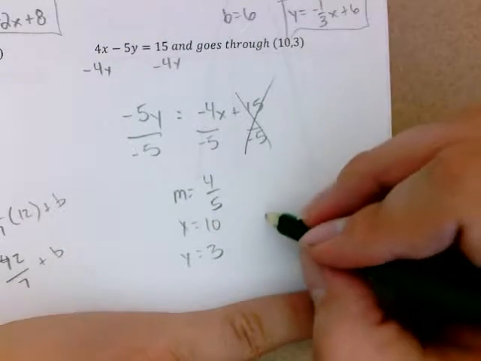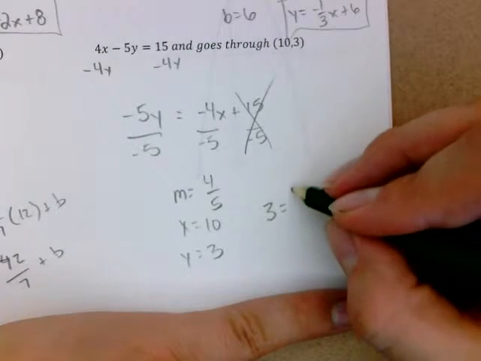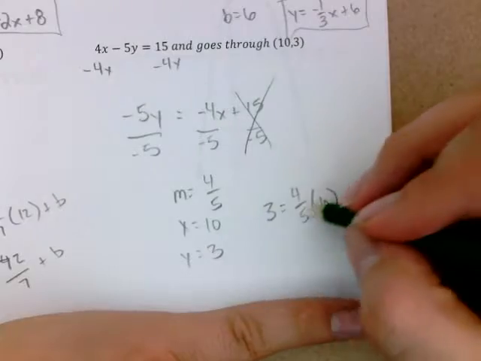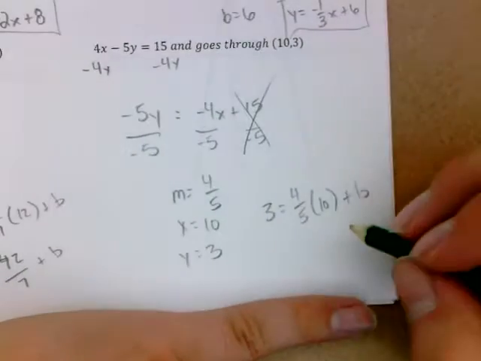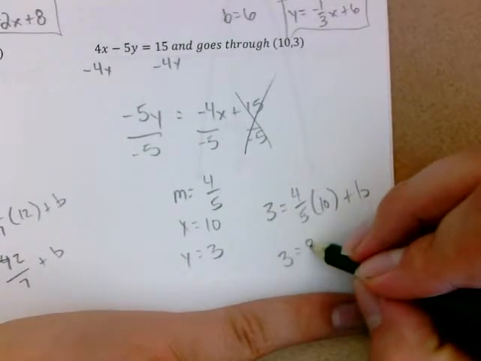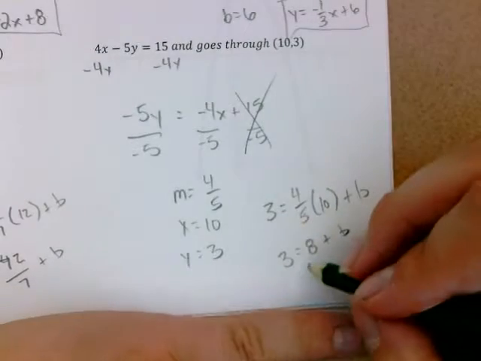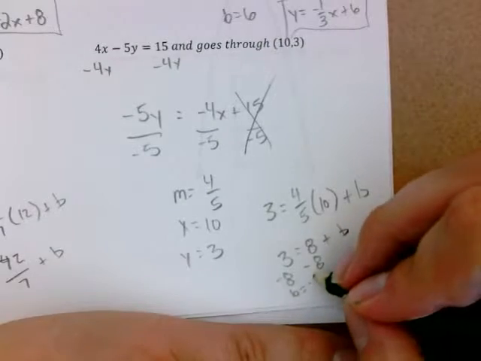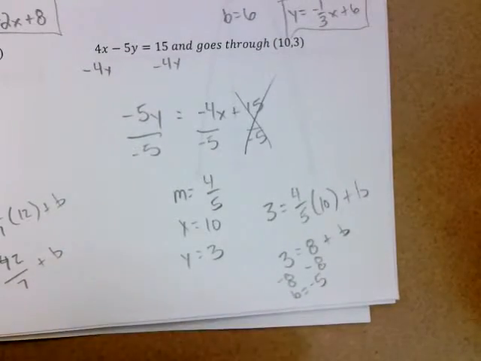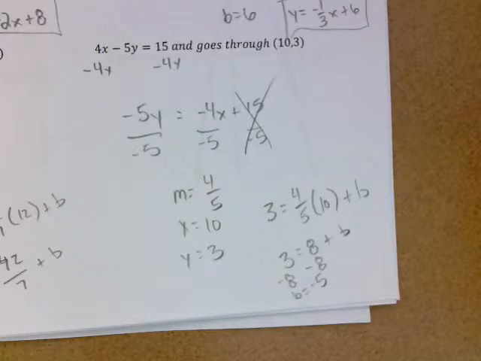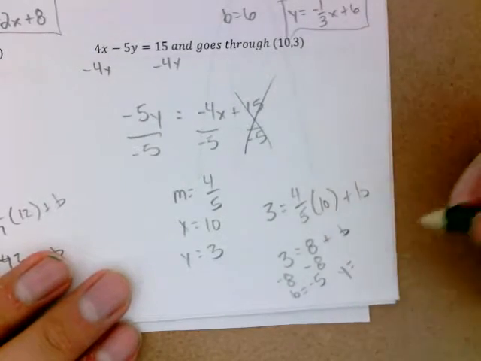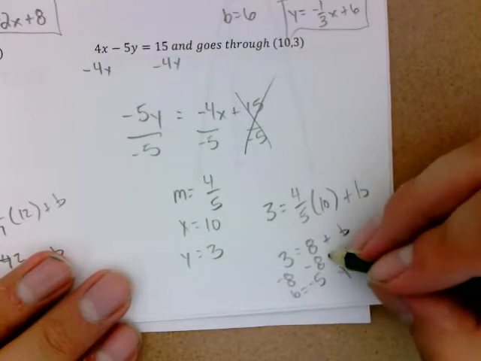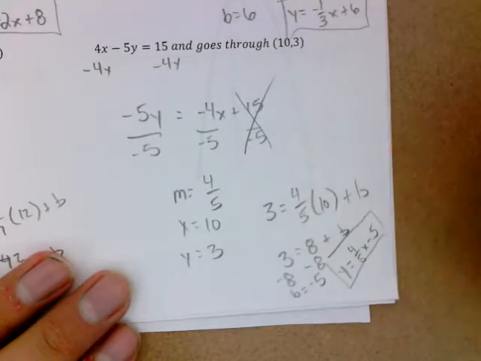Let's plug this in. So it becomes 3 equals 4 over 5 times 10 plus b. Well, when you multiply this out, you will get 3 equals 8 plus b. Subtract 8, subtract 8. B equals negative 5. Okay. And so it becomes y equals 4 over 5x minus 5. And that's it.